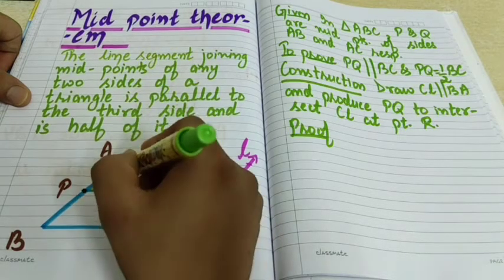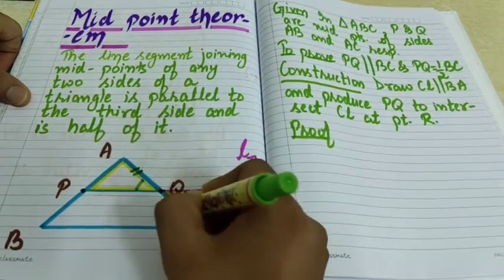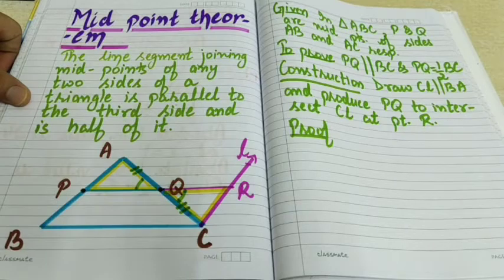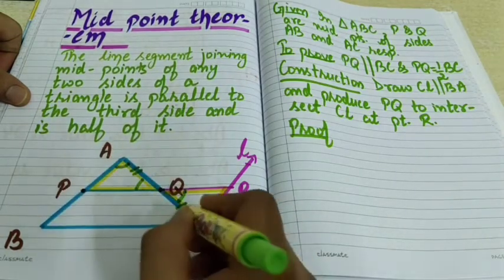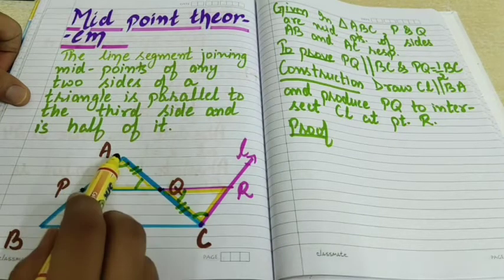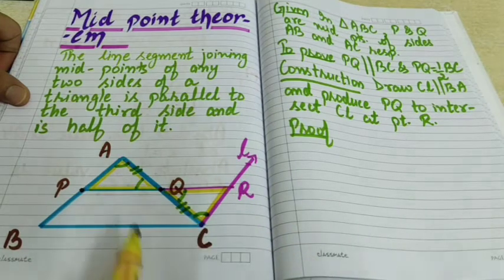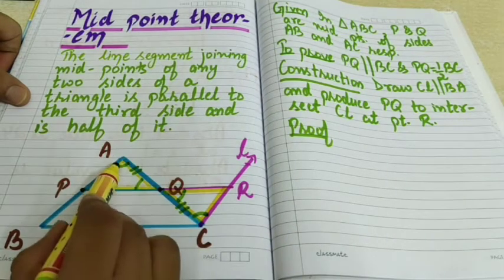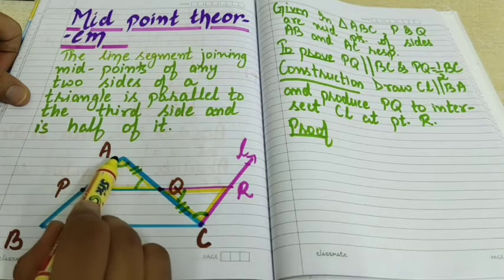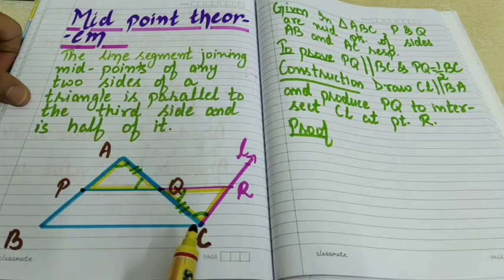Then after AQ is equal to CQ, because it is given that Q is midpoint of AC. Then after this angle and this angle, they are also equal because BA is parallel to CL and AC is transversal. So these two angles are equal, they are alternate interior angles. That is why we can say that triangle AQP is congruent to triangle CQR, that is by ASA congruency criteria.